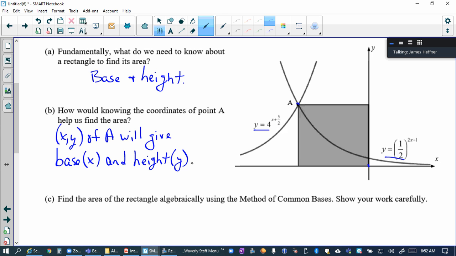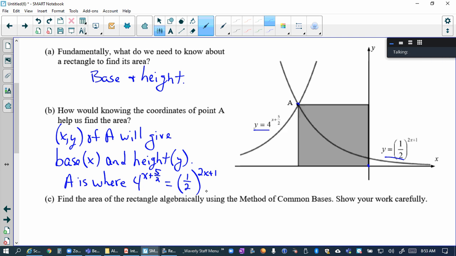And so point A is where the graphs intersect, right? So A is where our two equations are equal. So it is where 4 to the x plus 5 over 2 equals 1/2 to the 2x plus 1. Does what I just wrote look like something we were just solving? Yes, it does. It's in another context now, but is it really not the same thing?